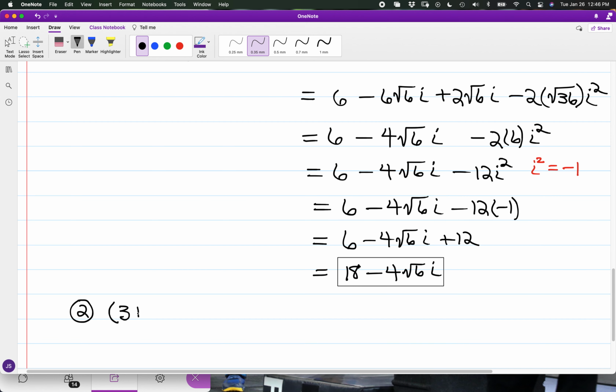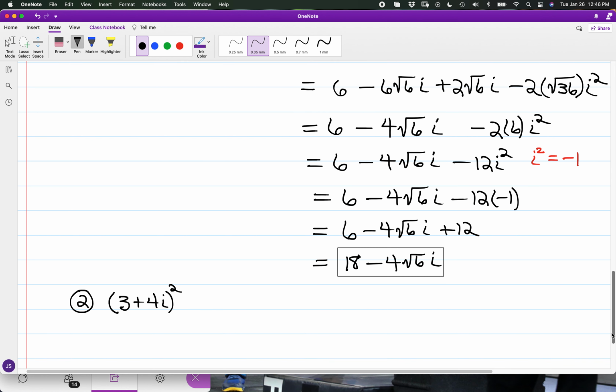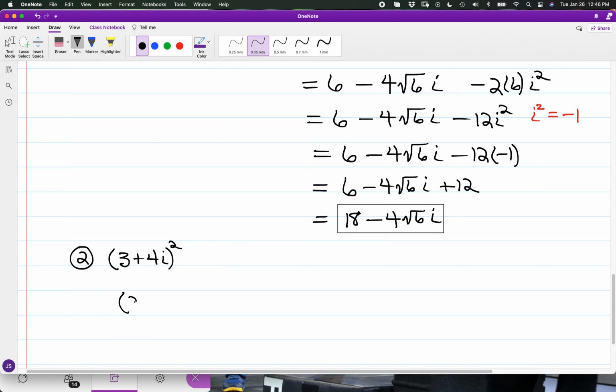And if I have something like 3 plus 4i, quantity squared, again, for the square of a complex number that is already in standard form, it'll be that complex number times itself.